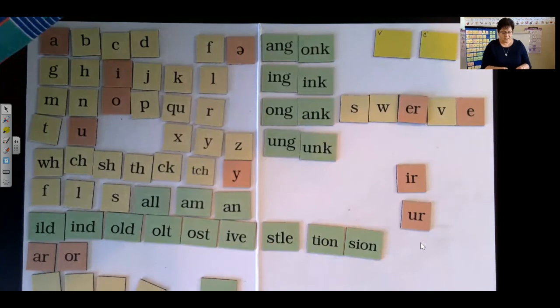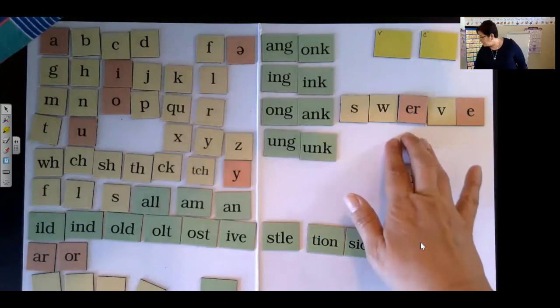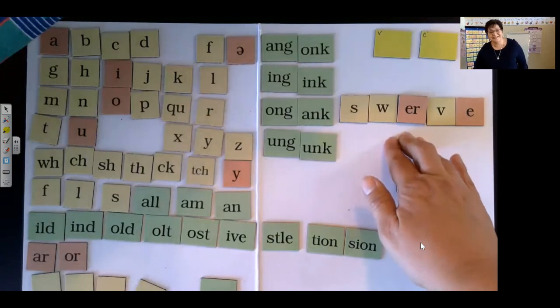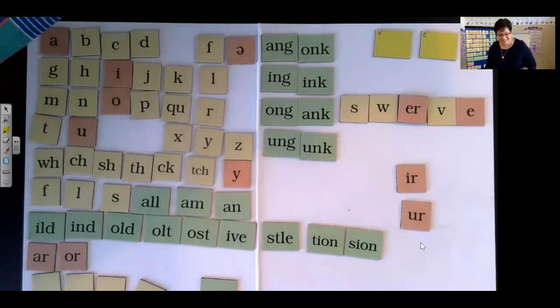If not, you can get that spell checker, or one of you can grab a spell checker right away and see if it is in there. No, some of these words are not in here. So I do think it is swerve right here. And you can check it with your spell checker.